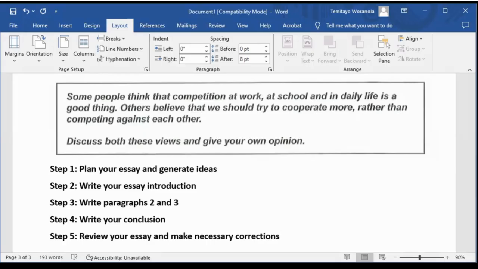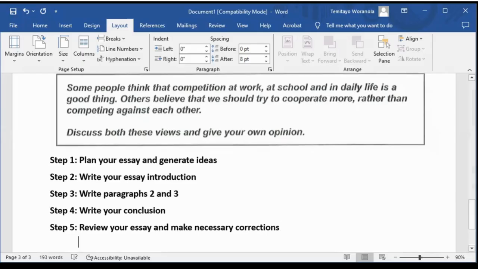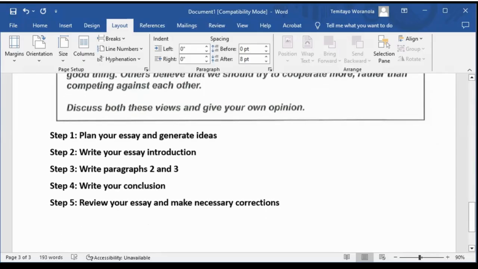Somebody says, I don't know how to write essay. The essay is scaring me. I am afraid. The first thing I will ask the person is this: can you tell me the 5 steps of writing essays? Step 1, plan your essay. Did you plan your essay? Have you even planned your essay? Do you know how to plan essays? Now I'm going to show you how to plan essay. This is how you plan your essay.